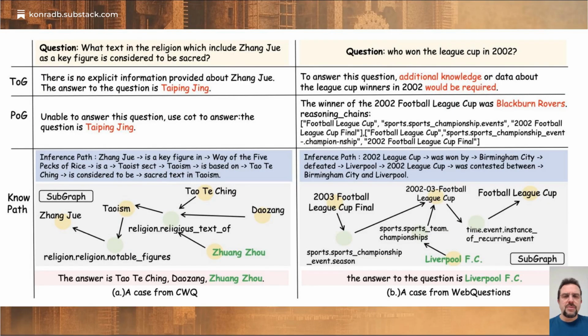The case studies in Section 4.5 demonstrate NoPath's advantages in real scenarios. In the CWQ example about Zhangjue and sacred texts, competing methods fail to find enough context and incorrectly answer Typing Jing. NoPath succeeds by first generating inference paths that identify the Taoist connection, then exploring the knowledge graph to find the sacred texts. Similarly, in the web questions example about League Cup winners, NoPath accurately identifies Liverpool FC, while other methods fail or give incorrect answers. The visualization shows the clear reasoning paths.